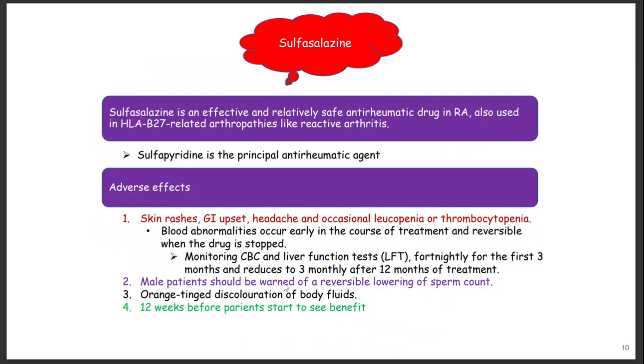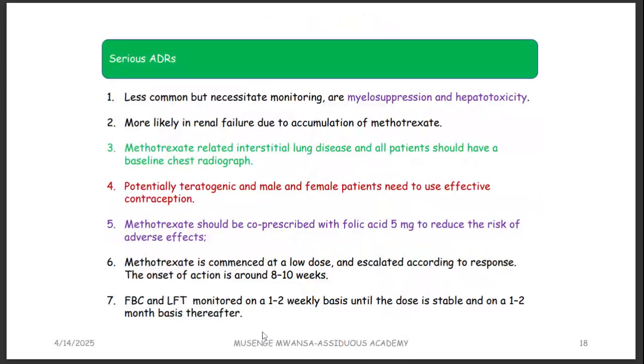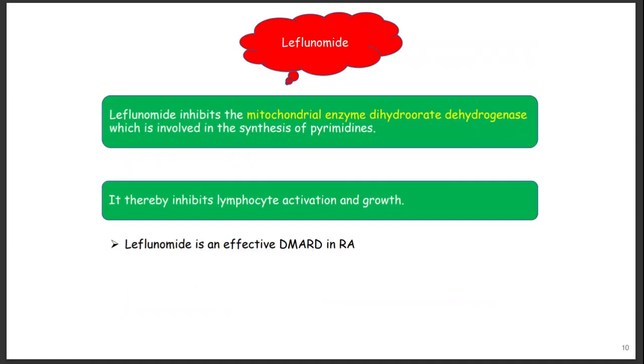As we said earlier, you'll be giving it, and then it will take like 12 weeks before the patients can start to feel good. Full blood count and liver function tests should be monitored on a 1 to 2 weekly basis until the dose is stable, and on a 1 to 2 month basis thereafter. So you should make sure that you are monitoring full blood count and liver function tests, because one causes problems with the blood system.